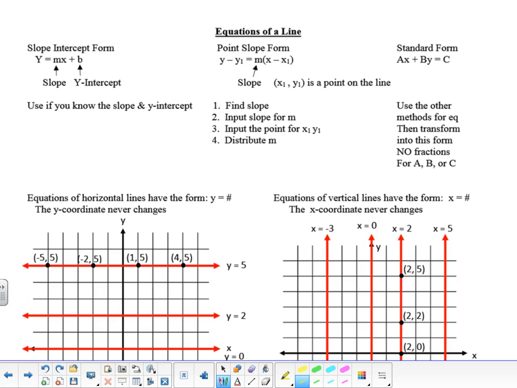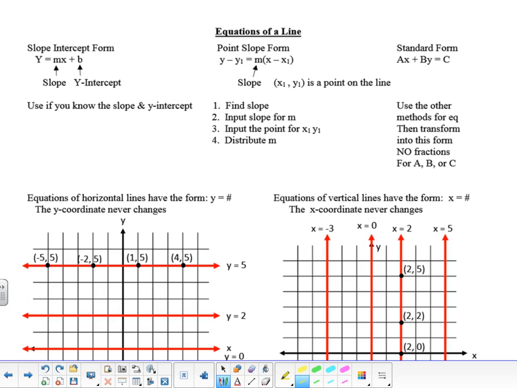All right. And then equation of a line, point-slope form. The way I remember that is y minus y1 equals m times the quantity of x minus x1. Okay, so we're going to use that when we know a slope and we know a point.